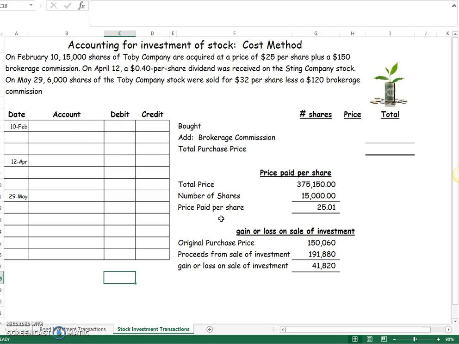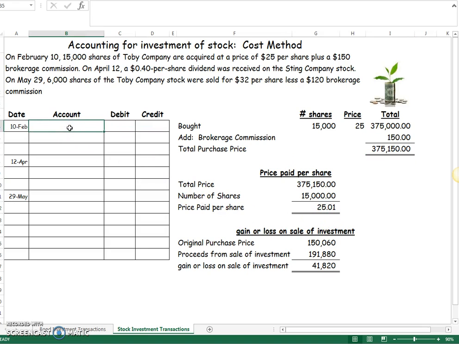Here's how it's going to work. On February the 10th, we purchased 15,000 shares of Toby Company at a price of $25, plus we paid $150 for a brokerage commission fee. So that means that we bought 15,000 shares at $25 per share for a total, if I multiply across, of $375,000. We have to add our brokerage commission of $150 to find out how much we paid and how much we're going to put this investment on our books at.